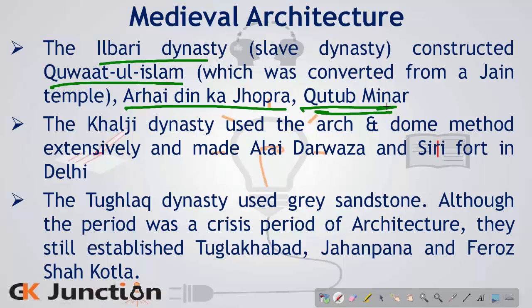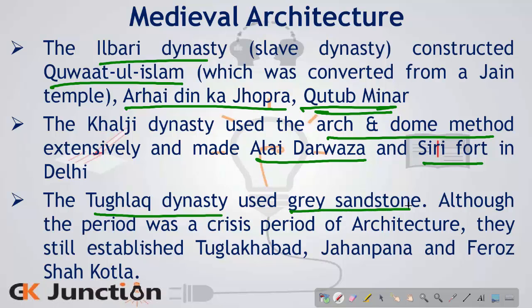After that, we had the Khalji dynasty. Khalji dynasty made use of the method of arc and dome, as we have previously discussed, to the widest possible extent. And with that method, they made the Alai Darwaza and the Siri Fort in present day Delhi. After that, we have the Tughlaqs. We all know the Tughlaq dynasty being established by Ghiyasuddin Tughlaq, the other major leaders being Muhammad bin Tughlaq and Firoz Tughlaq. They used grey sandstone.